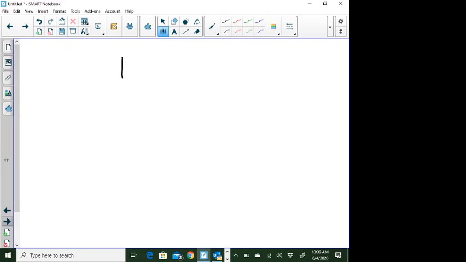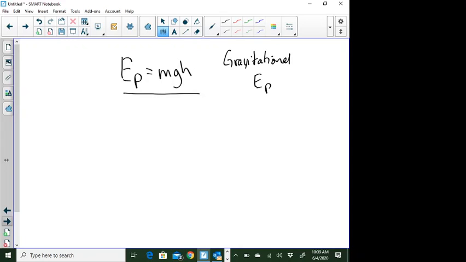So we're going to define our gravitational potential energy as being simply mgh. Now, this is gravitational potential energy. There are other types of potential energy that we have.